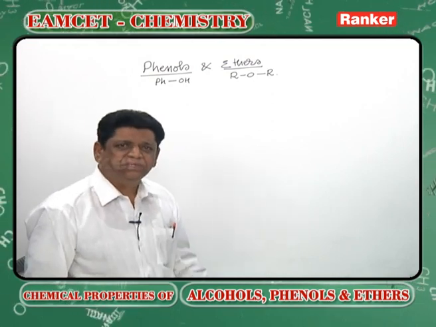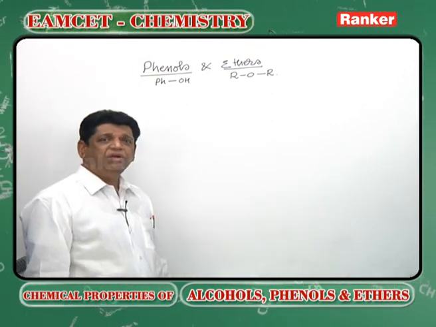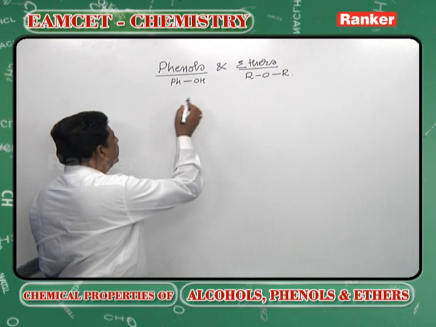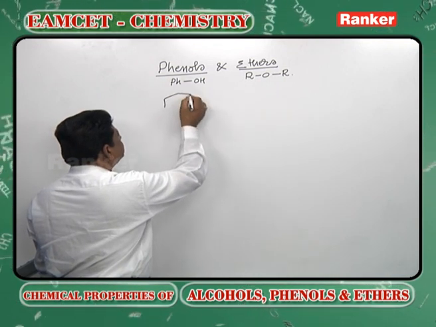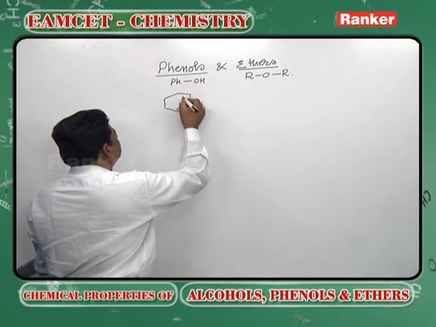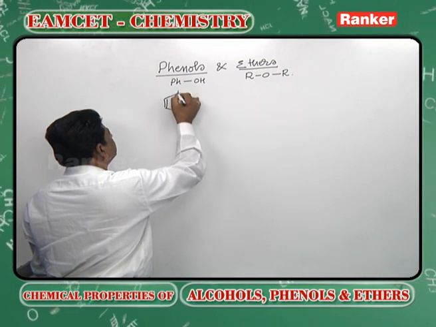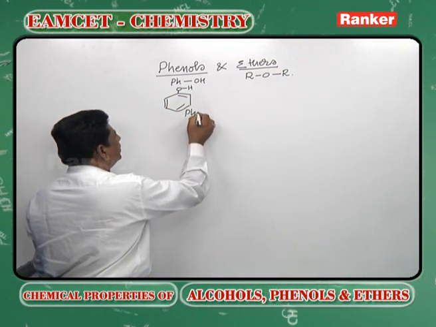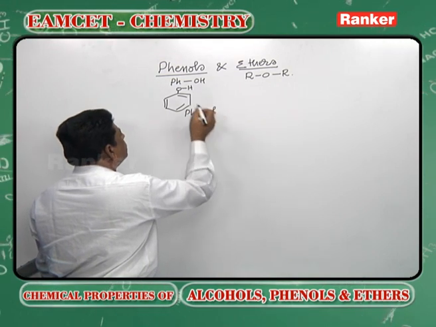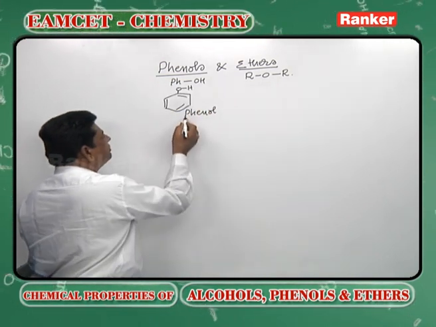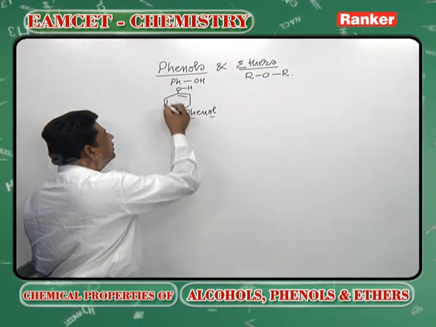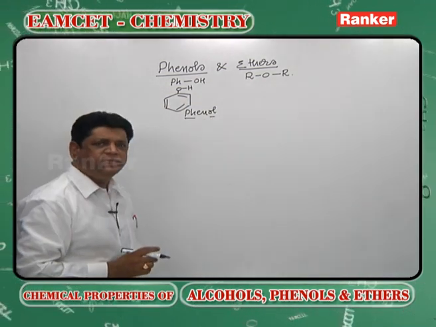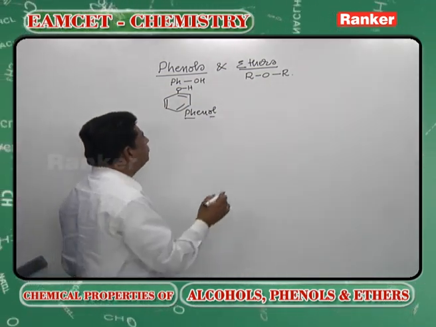Welcome to the organic chemistry class. We are taking phenols and ethers. Whenever OH is attached to a simple benzene, such compounds are called phenols. Here, Ph stands for phenyl with an OH, so a PhOH symbol is given for the phenol representation.